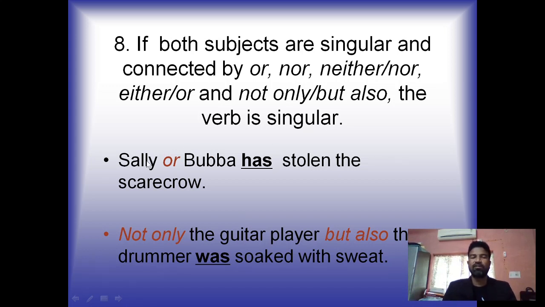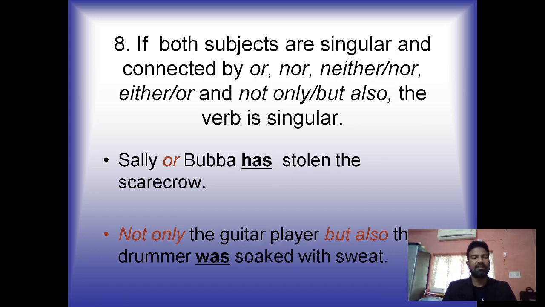Sally is singular, one subject. Bubba is also singular, another subject. When two singular subjects are connected with or, then we should always use a singular verb. Am I clear? Sally or Bubba has stolen the scarecrow. For example, Rajesh or Venkatesh has completed the task.